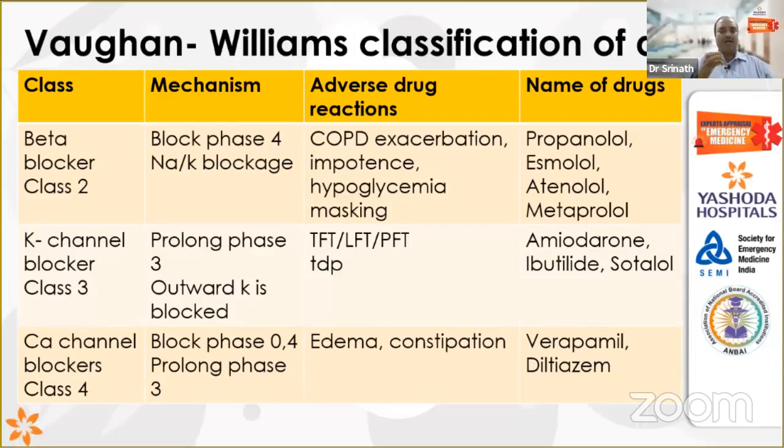What is your second line of drug? We use either beta blockers or calcium channel blockers. That is your esmolol or verapamil or diltiazem. The third line of drugs, we all use lidocaine, which is again an anti-arrhythmic agent.